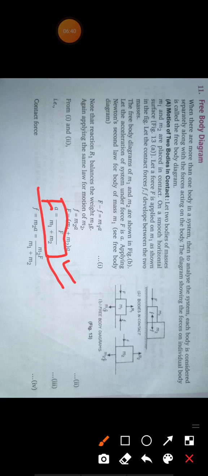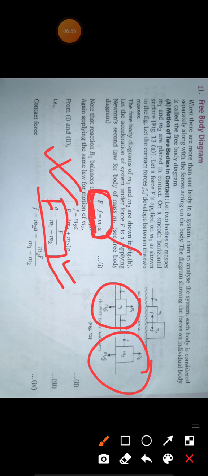So first remember that you don't have to memorize these equations. In numericals you have to derive the equations. First you have to draw the free body diagram, then you have to derive this equation. So don't try to memorize these equations.